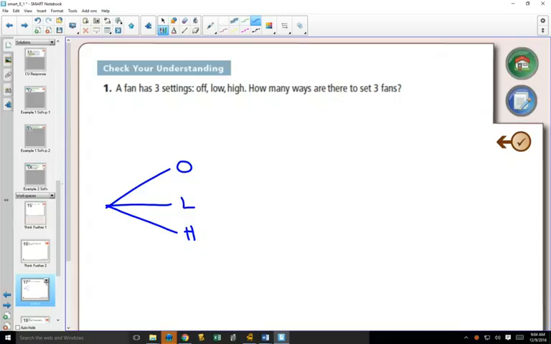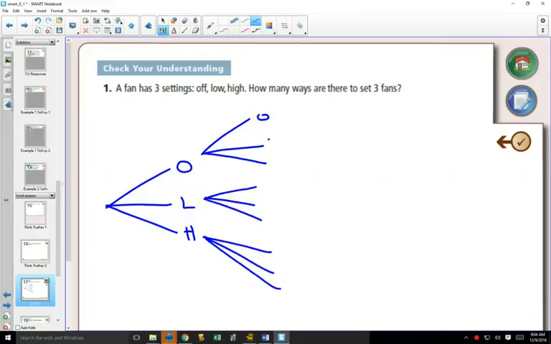Then, once we've set our first fan, for each of those options, our second fan has 3 branches. It could be off, low, or high; off, low, or high; off, low, or high. And then our third fan.